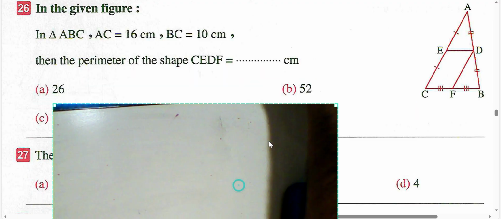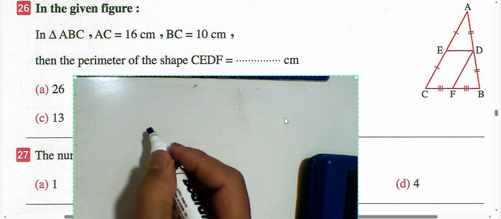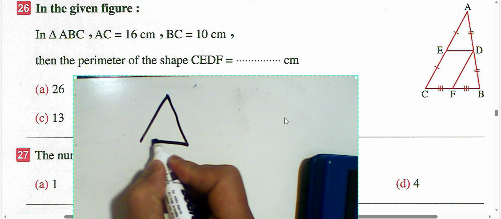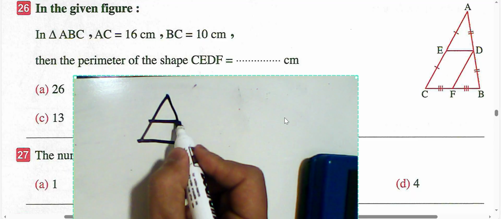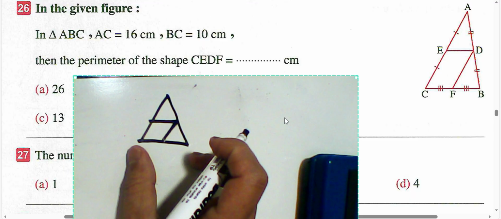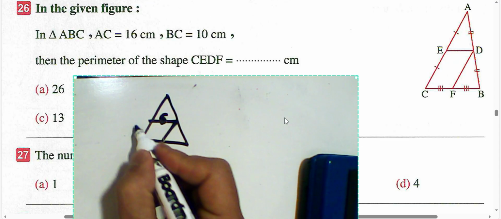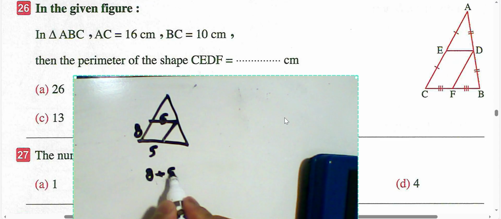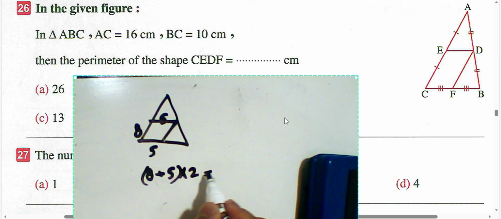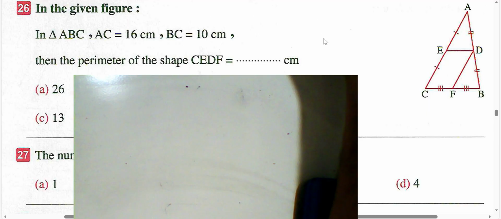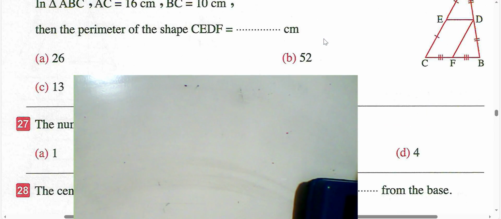Not 32, 18. And the answer, 16, half of 16 is 8, and we have 10, not 16 also. Again, this line segment CB is 10, it will be 5, and this is 5. And AC was 16, it will be 8. Then we write 8 plus 5 times 2, 13 times 2 is 26 centimeters. The answer will be 26 centimeters. Okay, next question.